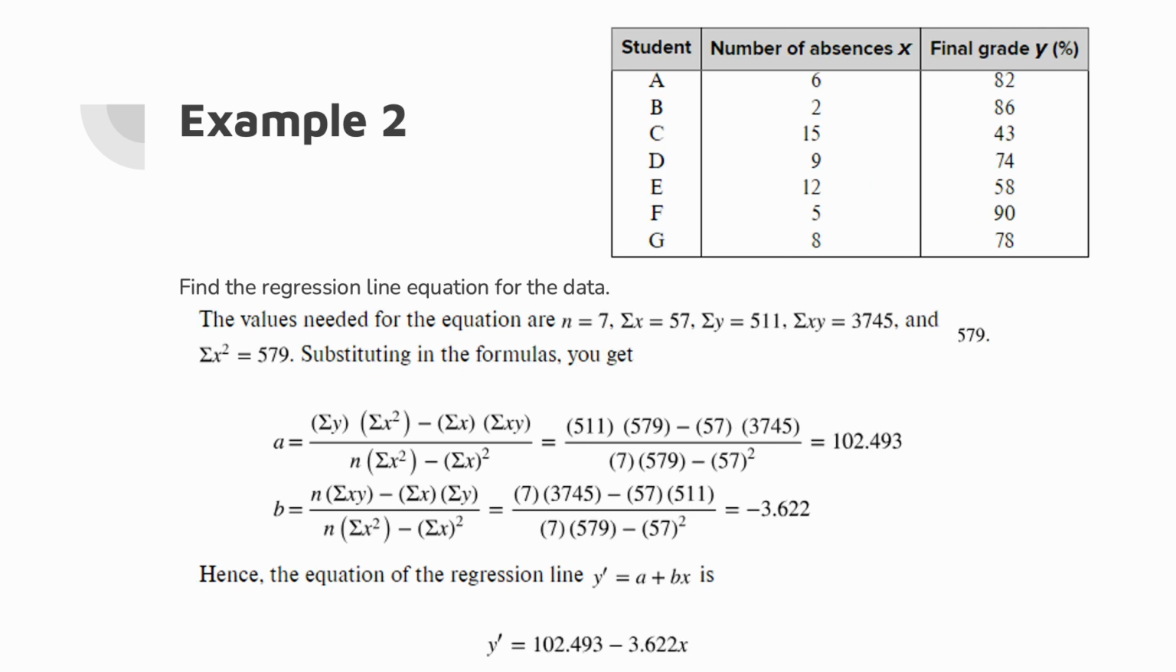For example 2, we have a similar situation where we just have to add the number of absences, which is our sum of x. Our n is 7. The sum of y is the sum of all the final grades. The sum of xy is found by multiplying the number of absences by the final grades and then adding all of those up together. And then the sum of x squared is just the number of absences squared. So if we plug that into the equation, we get y prime equals 102.493 minus 3.622x.